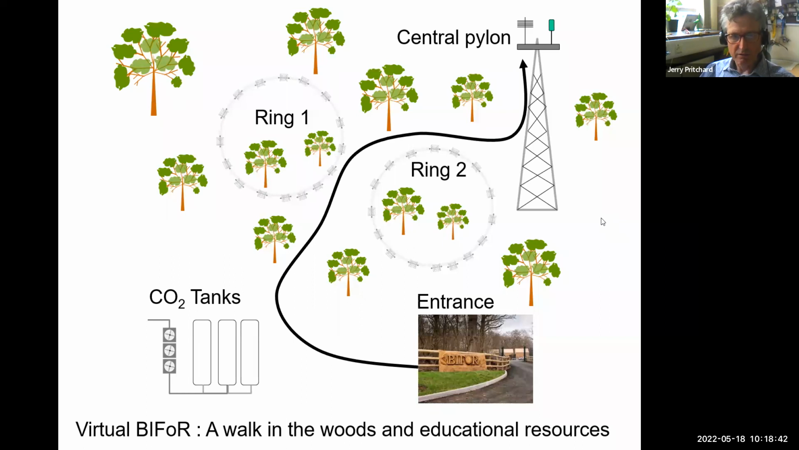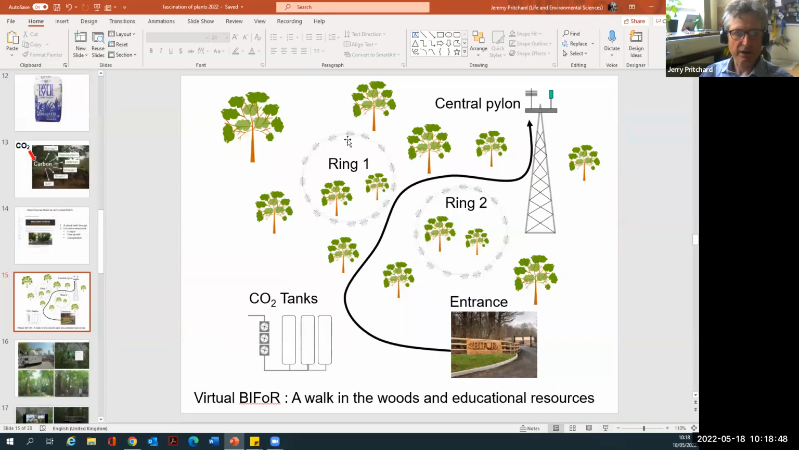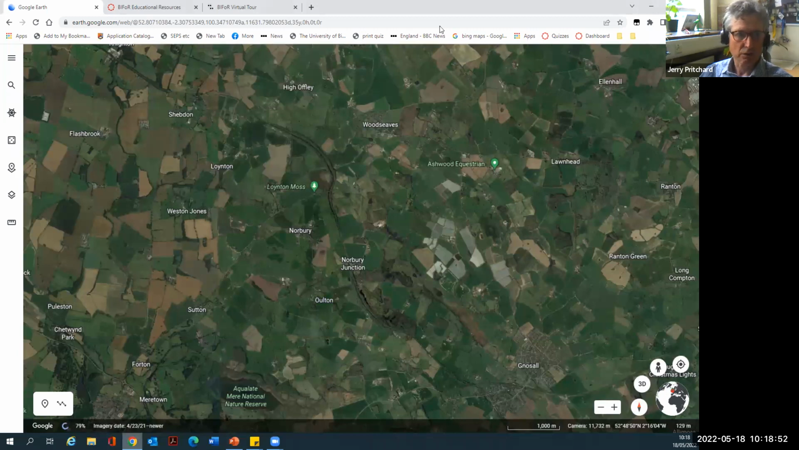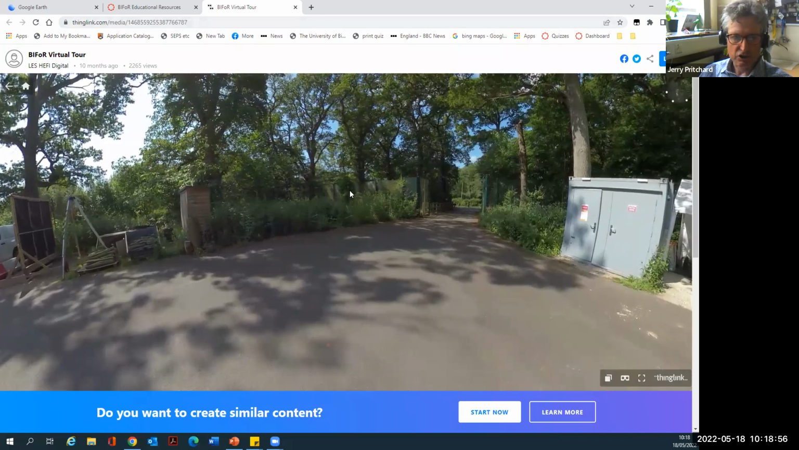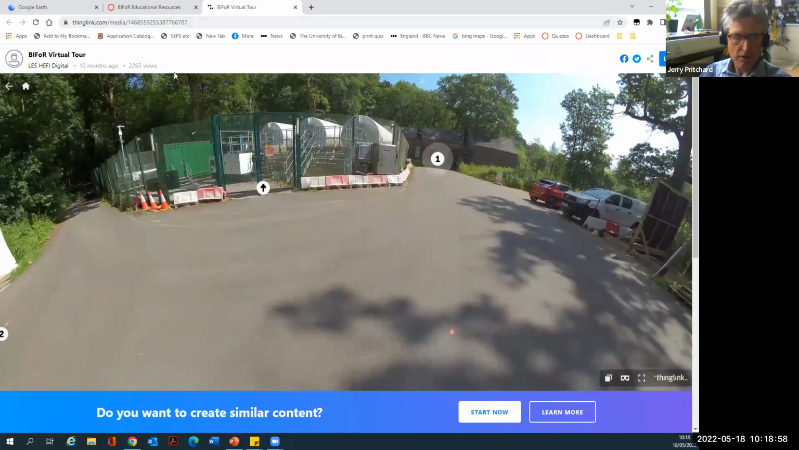So without further ado, if I can just escape from that, and now I will go to the virtual BIFoR itself. So if you click on the links, it's done in a thing called ThingLink.